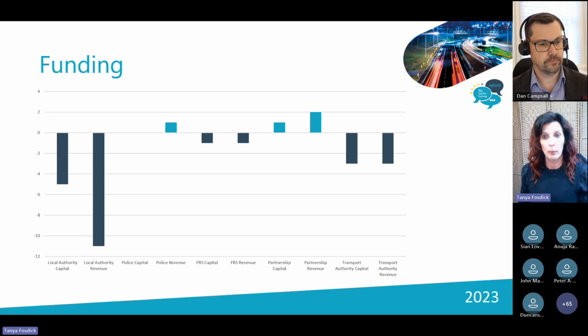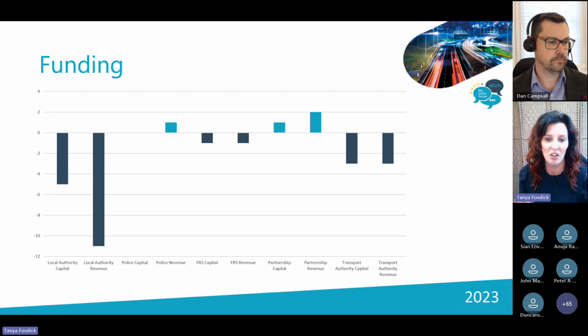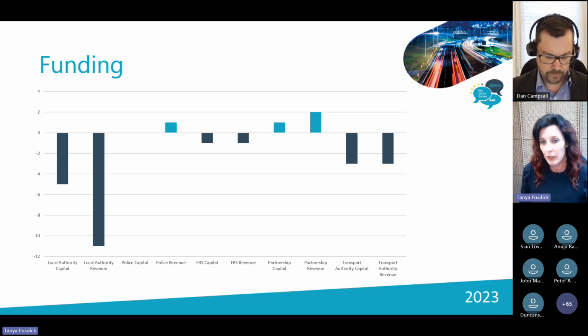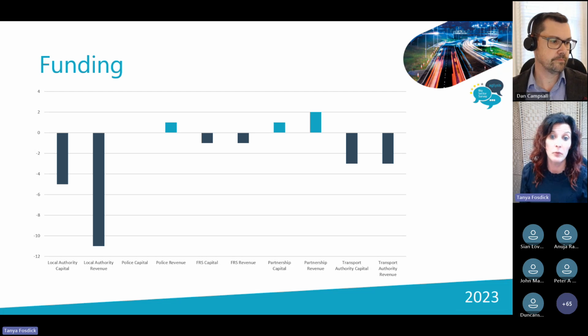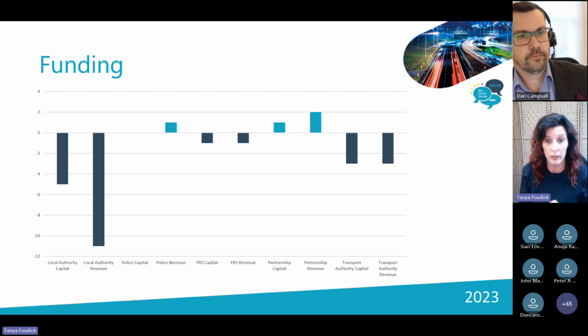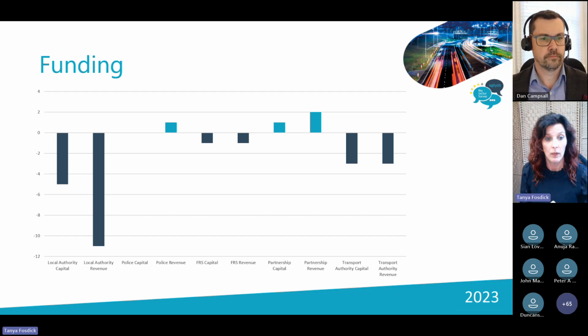So coming on to funding, what we've got here are net directions of either decrease or increase in funding for both capital and revenue for the different groups. This picture is pretty similar to last year, so the patterns for local authorities are the same. Last year, the police reported increases in both capital and revenue budgets, which is not seen here. So the net change in capital is 0. There's a slight increase in police revenue this year, but it was much more positive last year.